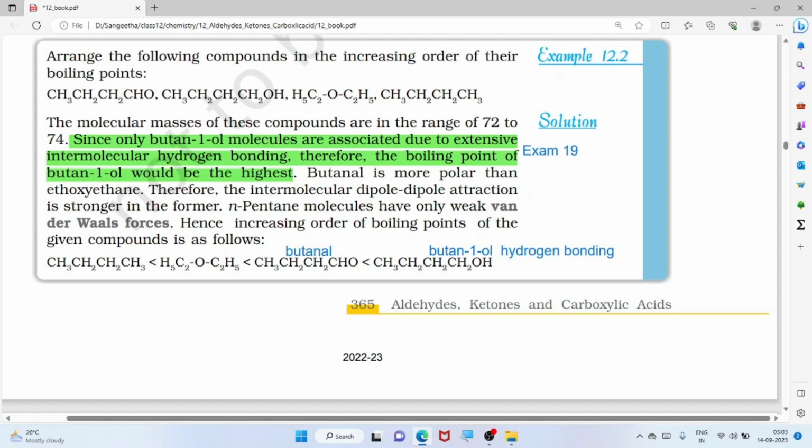See, between the aldehyde and alcohol, the alcohol has an OH group, so intermolecular hydrogen bonding. So its boiling point will be more than this aldehyde, because here there is no intermolecular hydrogen bonding.